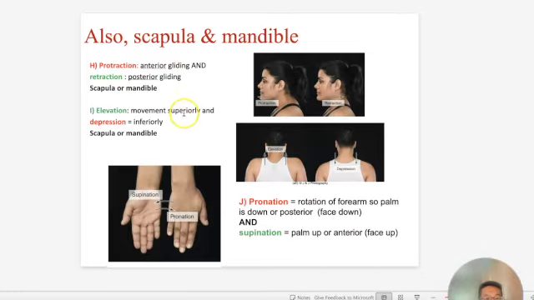Scapular movements. Protraction is anterior gliding, and retraction is posterior gliding. Elevation is going up, depression is going down. Pronation is turning your wrist down where you can see the back. Supination is turning the hand up where you can see the palm. So supination, palm up, pronation, palm down. I guess that makes it easier.